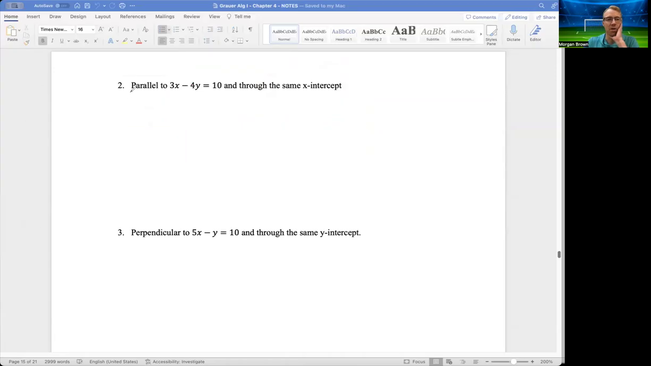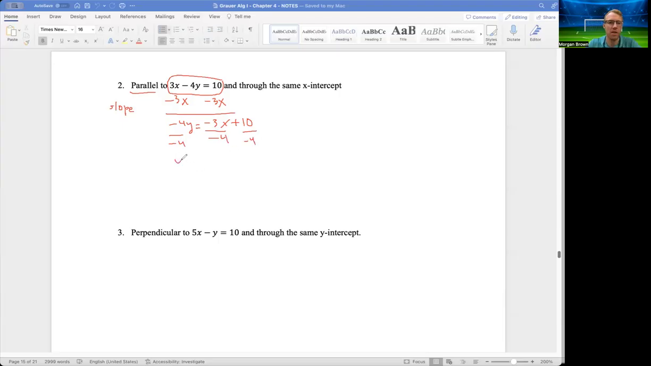All right, next one is again parallel, but this time it's parallel to a line that's in standard form. So to get the slope, I can't just look at that and know what the slope is. I'm going to need to solve the equation and put it into y equals mx plus b form in order to get the slope. So first we're going to subtract 3x on both sides. That's going to give us -4y equals -3x plus 10. Next up, I'm going to divide by -4. And remember the golden rule, I'm going to divide everything by -4.